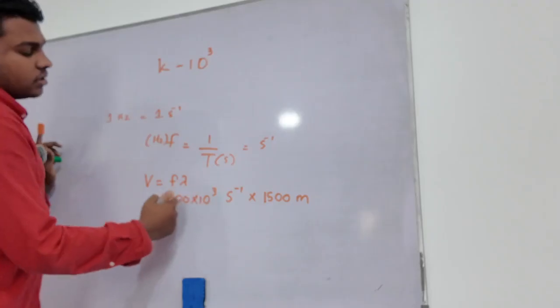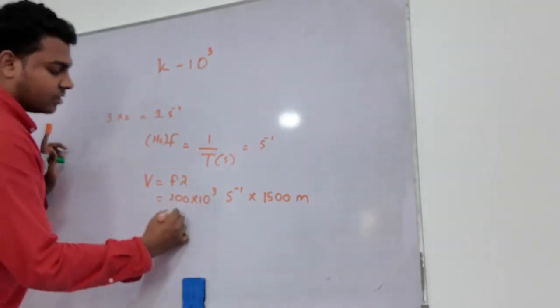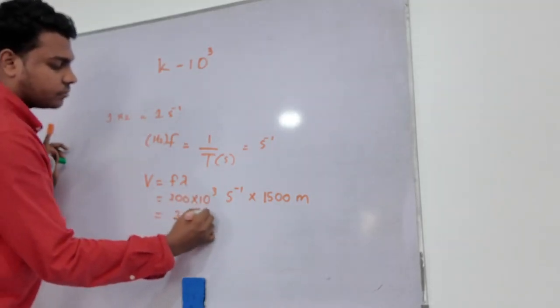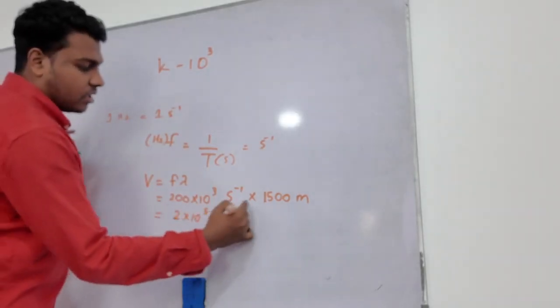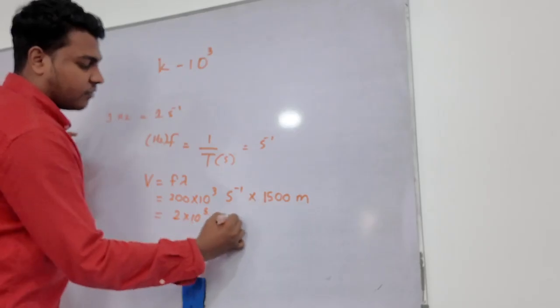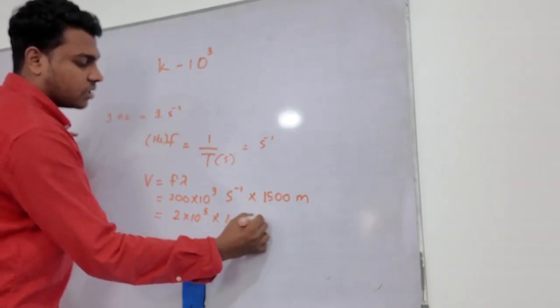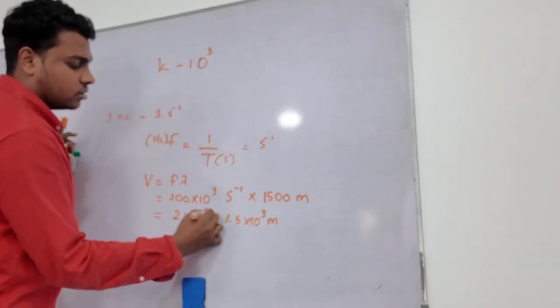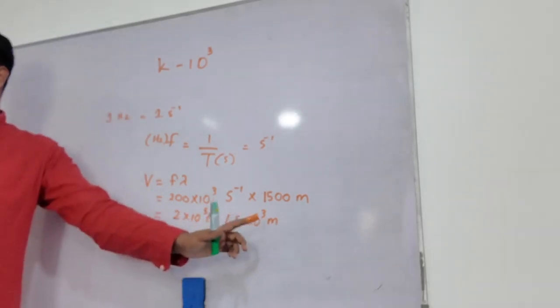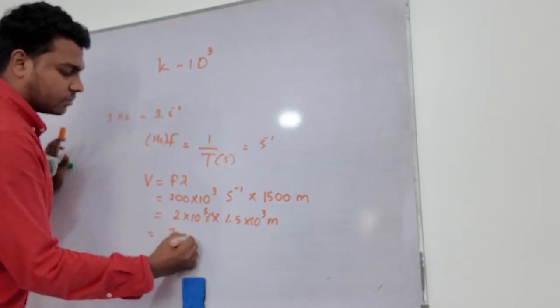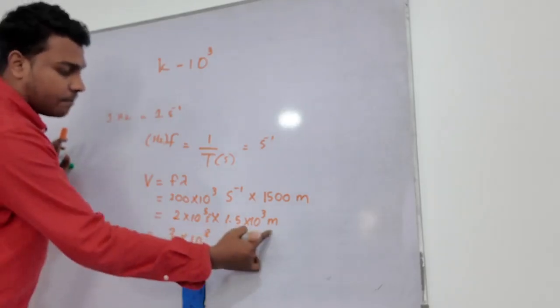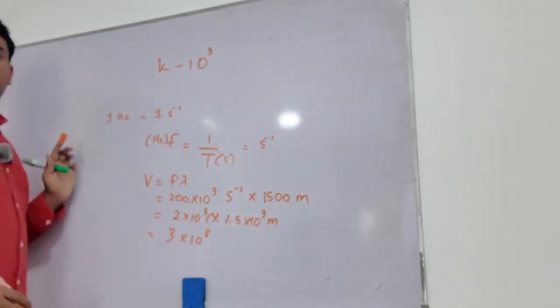What is 200 times 10 to the power 3? I can write this as 2 times 10 to the power 5. Multiplied by this, I can write 1.5 times 10 to the power 3 meters. So what happens when you multiply? We get 3 times 10 to the power 8 m s minus 1.